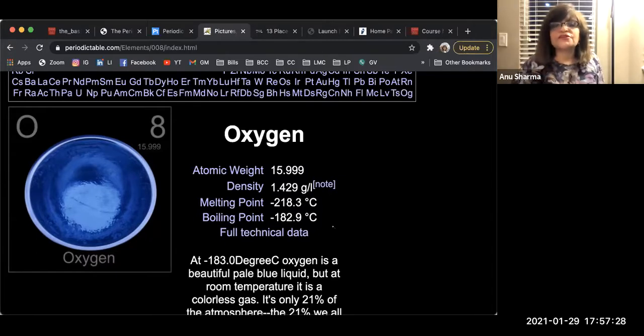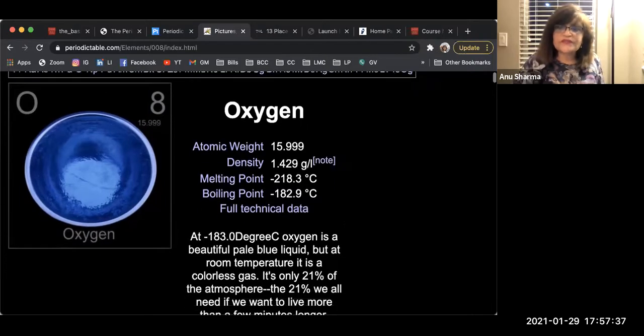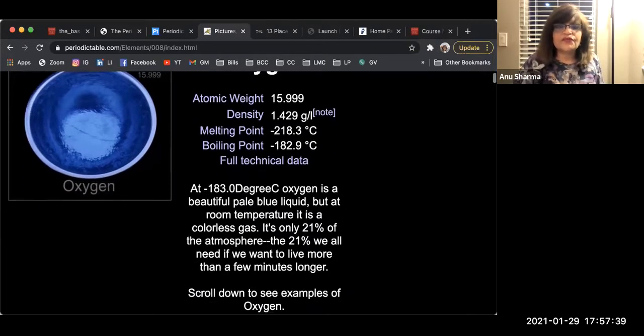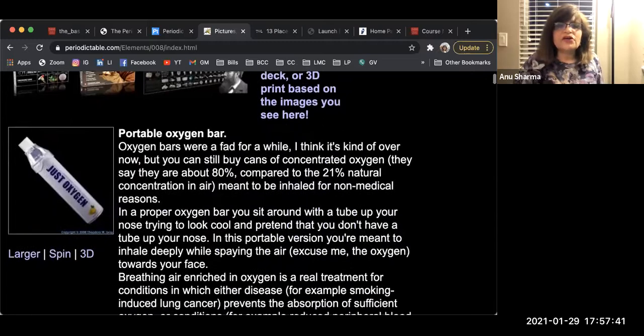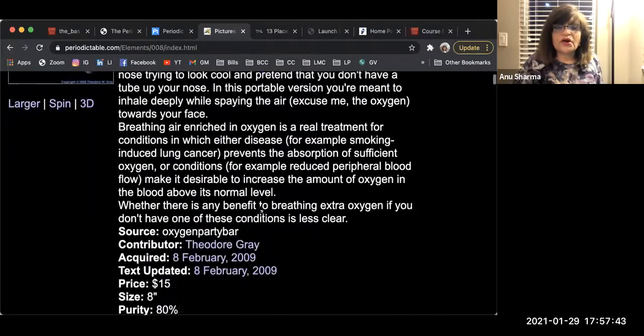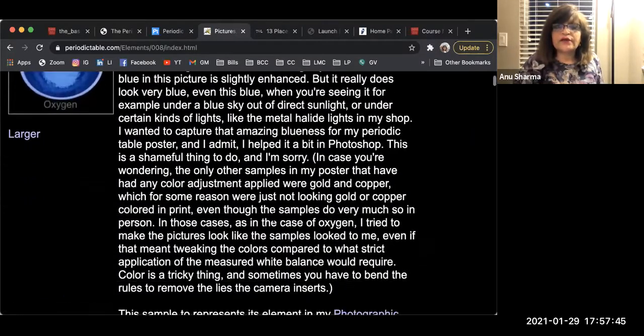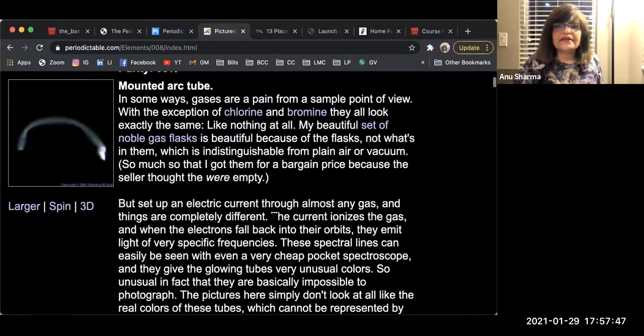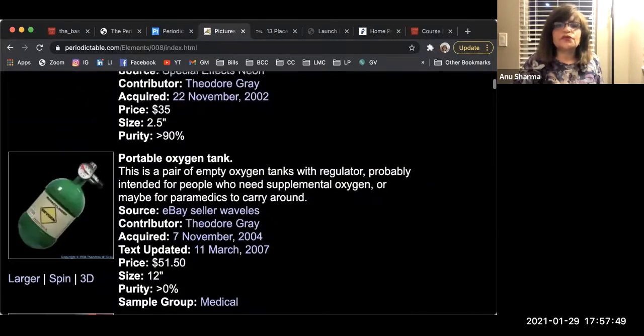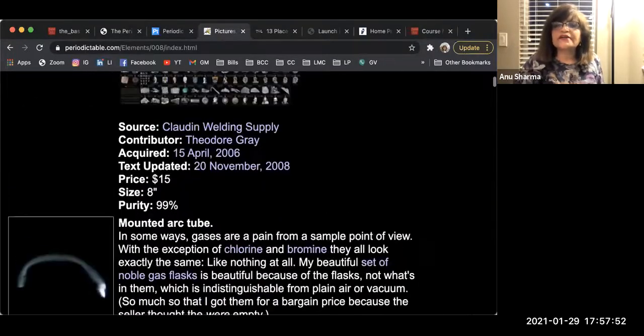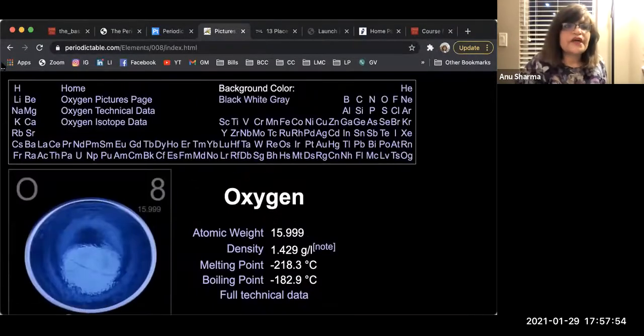At that temperature, it begins to convert from a liquid state to a gaseous state. Okay, so density, again, 1.429. This is the density of oxygen. And oxygen, portable oxygen bars, and a bowl of liquid oxygen is right here, and this is on the arc tubes and so forth. So other oxygen tanks, all this oxygen is used for those purposes.